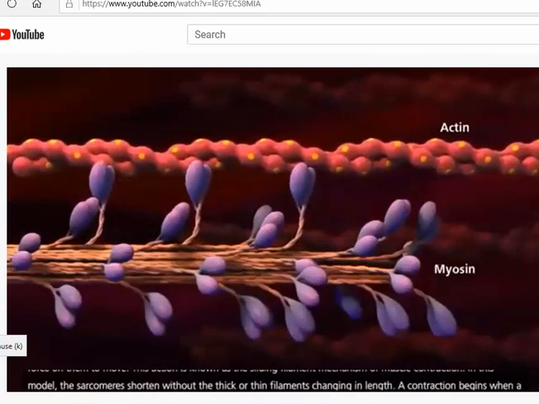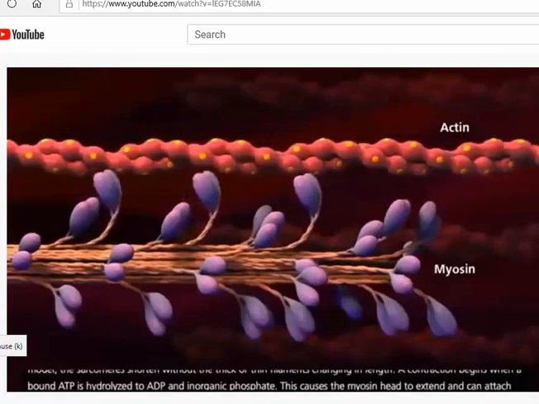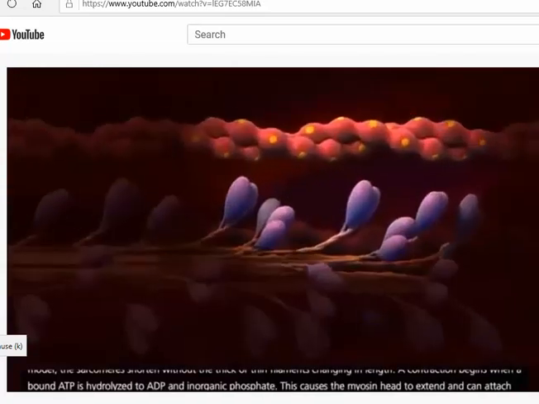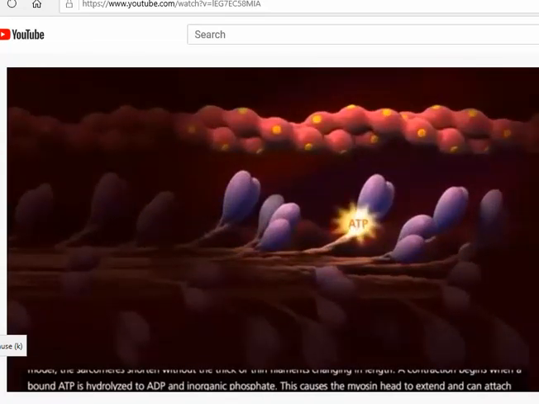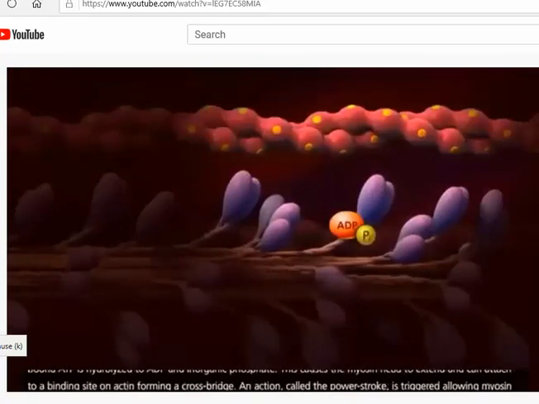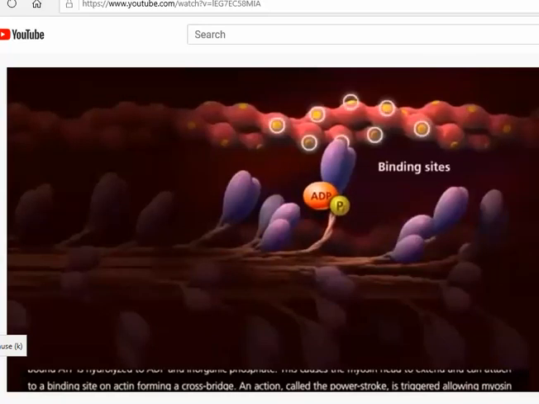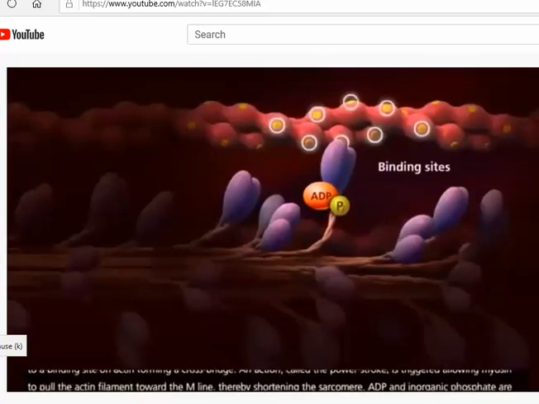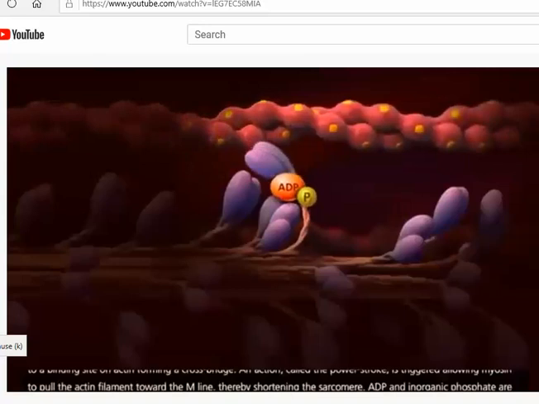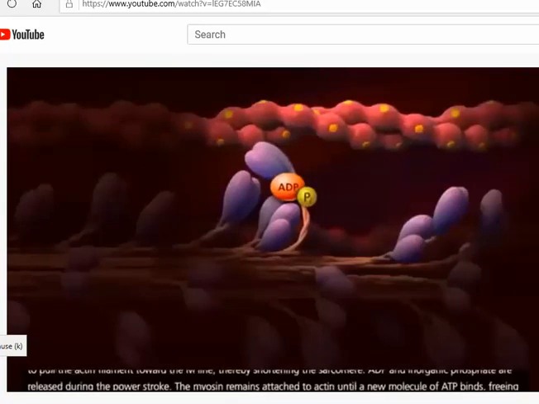In this model, the sarcomeres shorten without the thick or thin filaments changing in length. A contraction begins when a bound ATP is hydrolyzed to ADP and inorganic phosphate. This causes the myosin head to extend and attach to a binding site on actin, forming a cross bridge. An action called the power stroke is triggered, allowing myosin to pull the actin filament toward the M line, thereby shortening the sarcomere. ADP and inorganic phosphate are released during the power stroke.